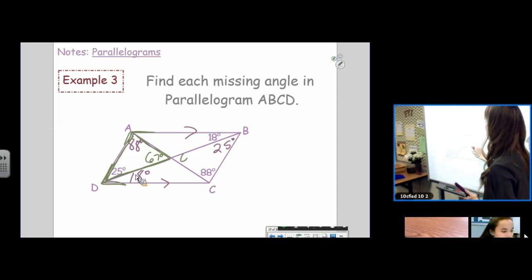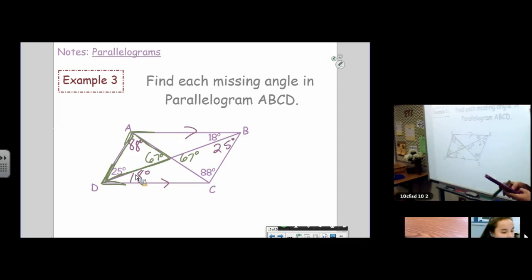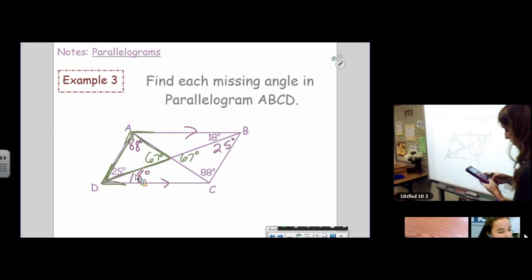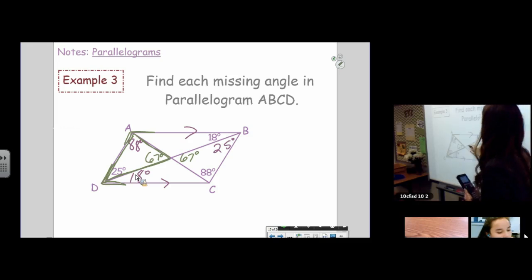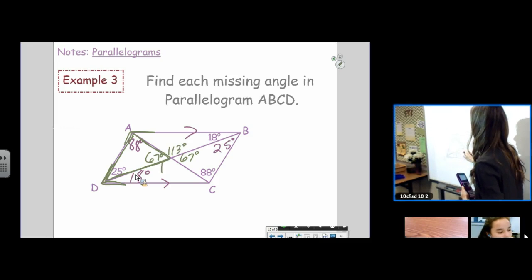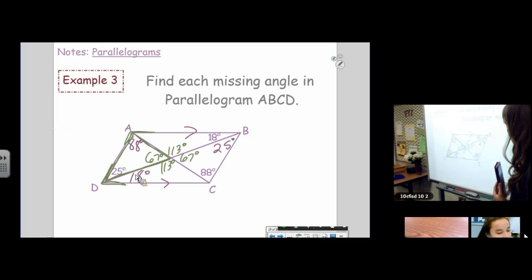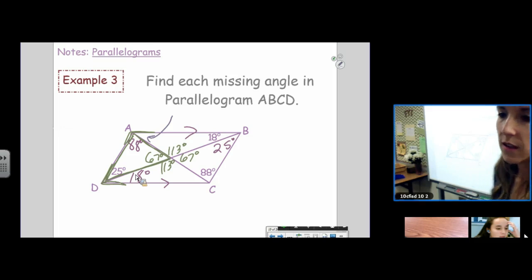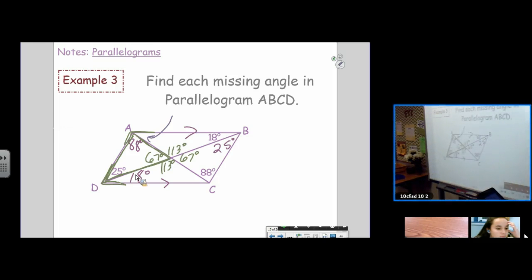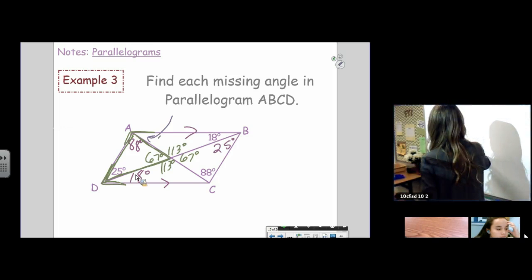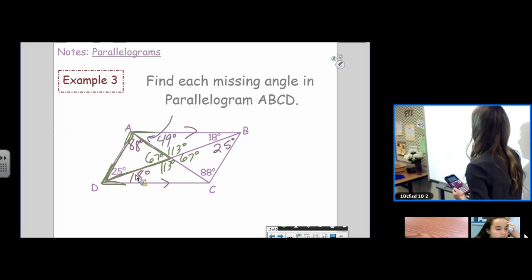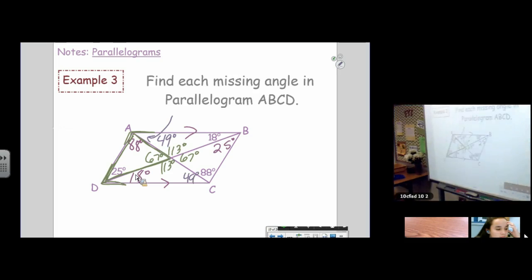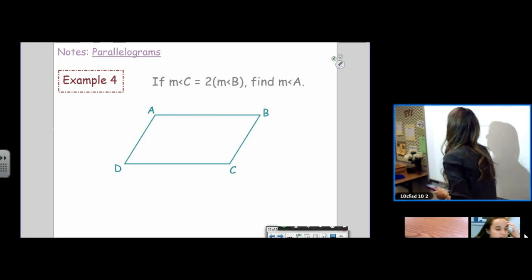Vertical angle theorem, 67. Linear pair theorem, let's see, 113. Vertical angle theorem, 113. And then to get this angle right here, you could just do triangle sum theorem again, unless you wanted to use your consecutive angles. Lots of different avenues, same destination. 49, and then good old alternate interior angles, 49, 49. And that is a quadrilateral full of angles. All right, try this one.